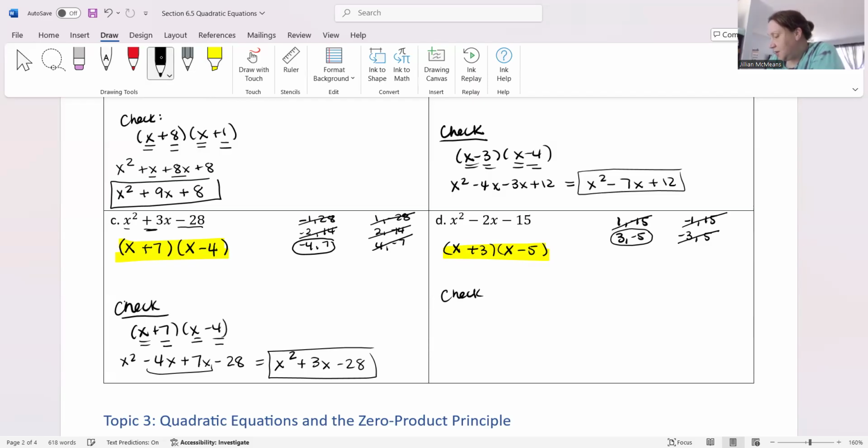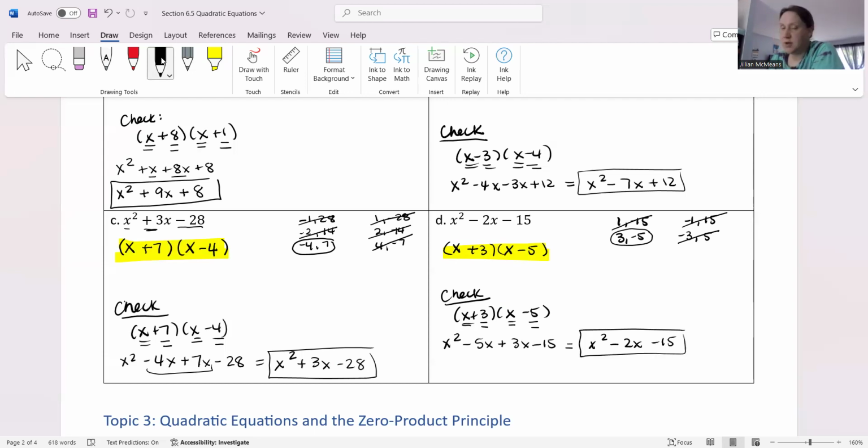So let's check our work. All right, we have x plus 3 times x minus 5. So we get x times x, which is x squared. x times -5 is -5x. 3 times x is 3x. And then 3 times -5 is -15. We want to combine like terms. So I get x squared minus 2x minus 15, which is exactly what we started with.